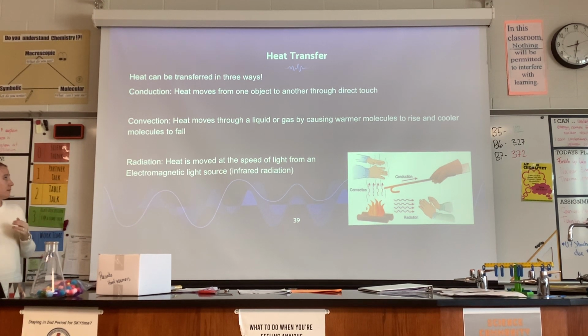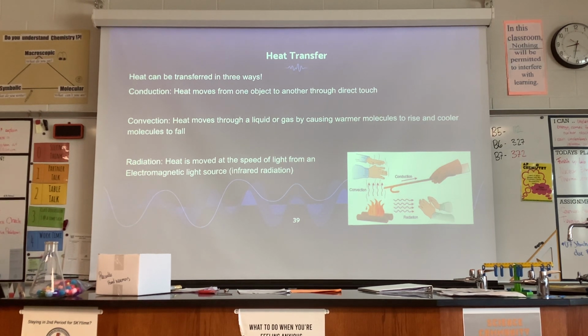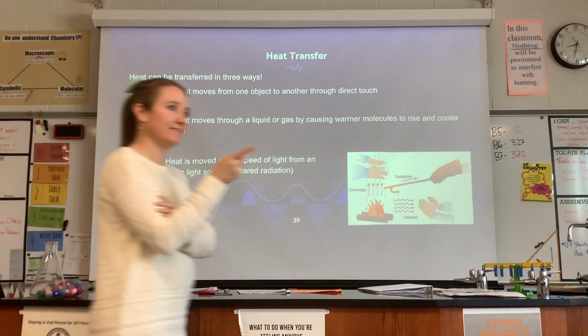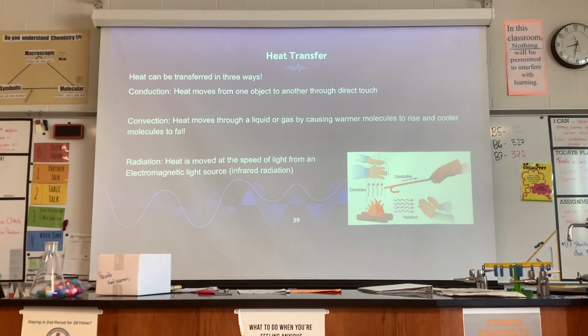Can anyone think of an example of radiation? The sun. Yep. Yes, Kate? Do you have another example? Yeah, a microwave. Technically your food gets heated through radiation. Yeah, good one. Have a smiley face, you too.